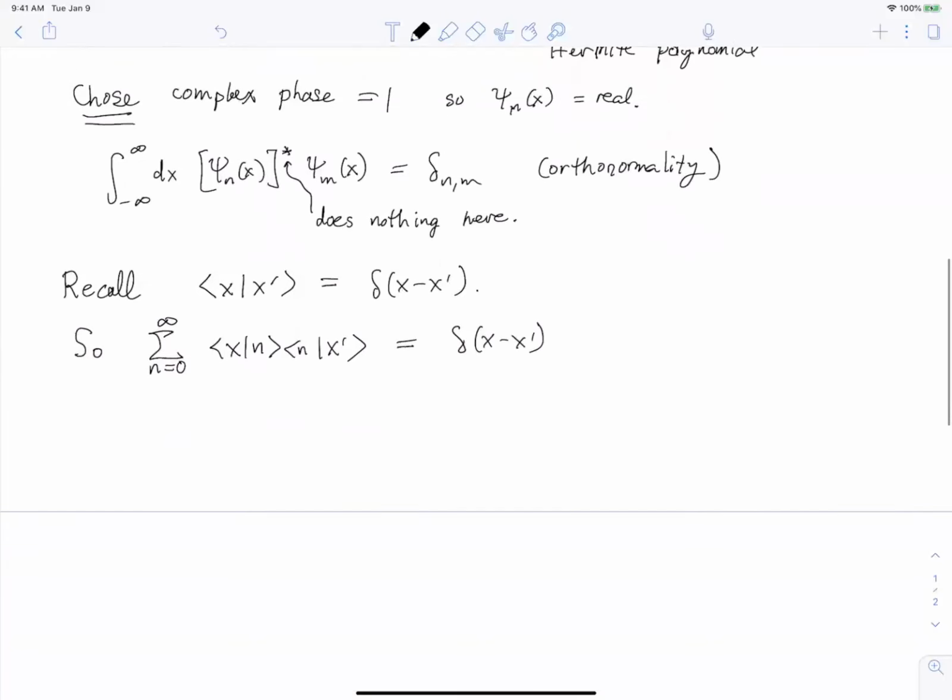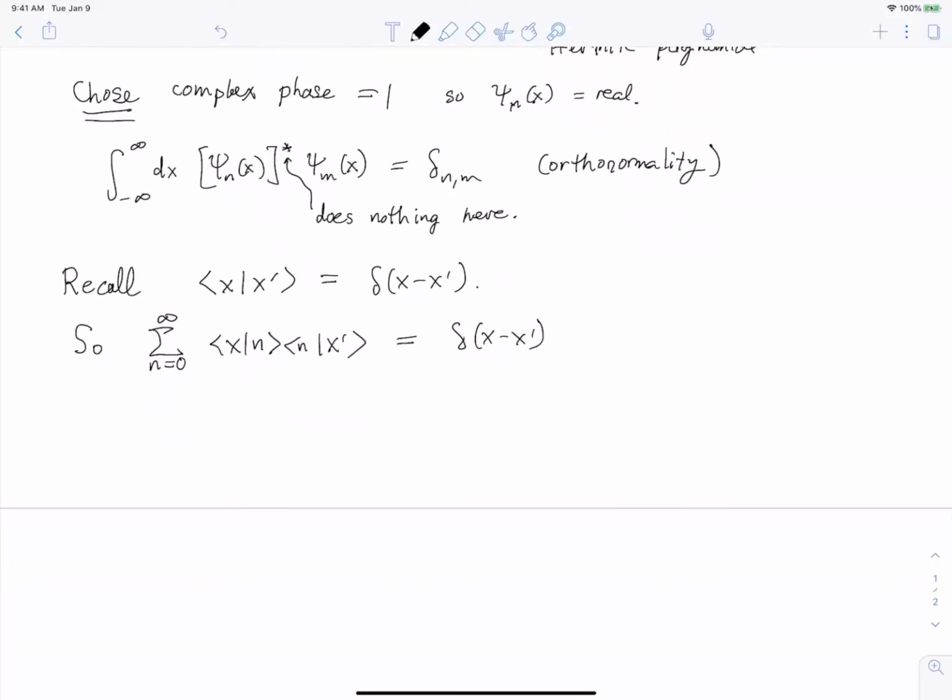And now I can just rewrite this in terms of the wave function. So in terms of Hermite polynomials, this is the sum from n equals 0 to infinity of psi n of x, psi n of x prime star. Again, I'm just putting the star there for good form. It doesn't actually do anything. And so again, that's delta of x minus x prime.